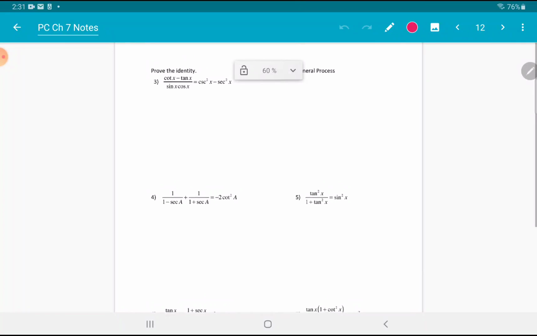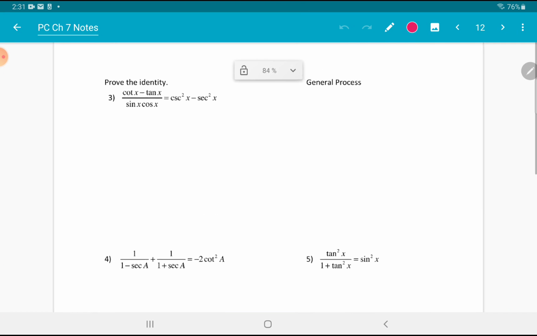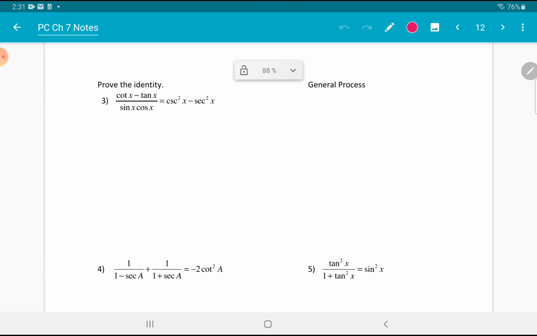We're now going to be proving identities. As we prove identities, it's a little bit different from simplifying. I'm going to go through the general process here. The general process is, the first thing you want to do is figure out which side is more complicated.